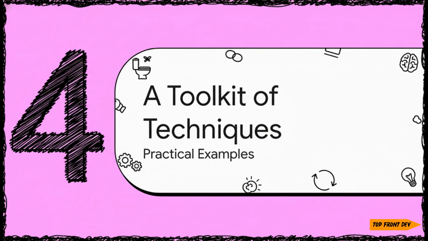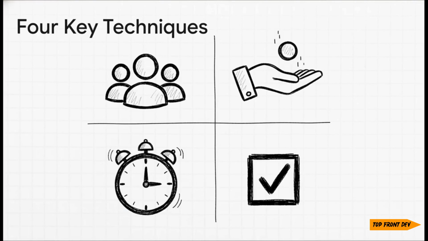Let's open up the toolkit and look at some specific, actionable techniques that I guarantee you've seen 1,000 times, but maybe you've never really put a name to them. We're going to zero in on 4 of the most powerful and, honestly, most common techniques that you see all over the web today: social proof, loss aversion, scarcity, and the incredible power of defaults.